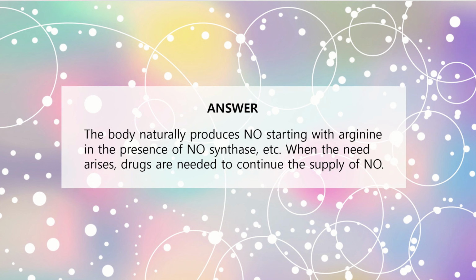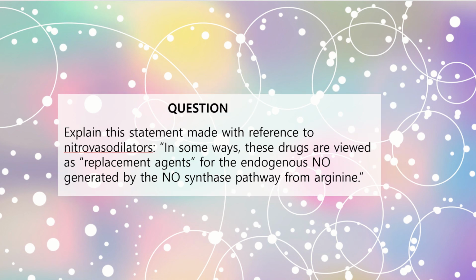All right, so my attempt at breaking it down is this, and I'm sure your attempt will be different. The body naturally produces nitric oxide, and that process starts with L-arginine in the presence of the enzyme nitric oxide synthase, etc. So when the need arises, drugs are needed to continue to supply the nitric oxide. This is how I'm saying this in other words, and hopefully that further explains the statement.